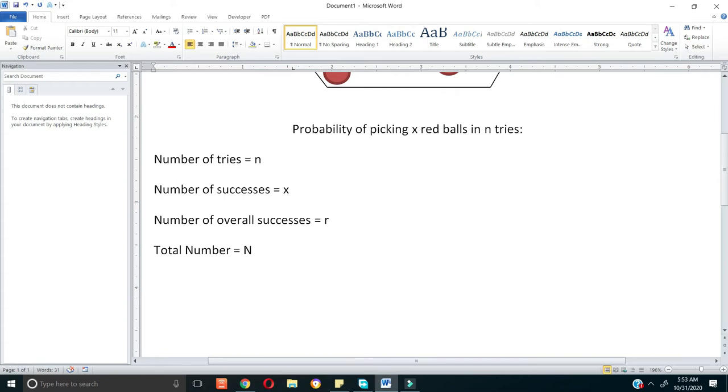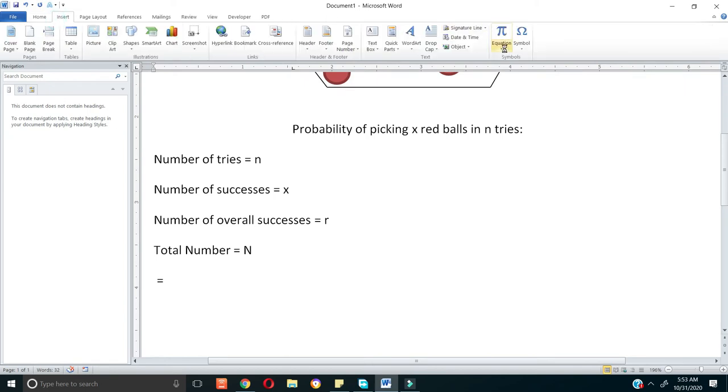So we're basically asking how many ways can you pick x out of R? It's really what you're doing. How many ways can you pick x successes, x red balls, out of R red balls? Yeah. So this is really going to be the combination. So we have this combination notation. So let's just insert a new equation over here.